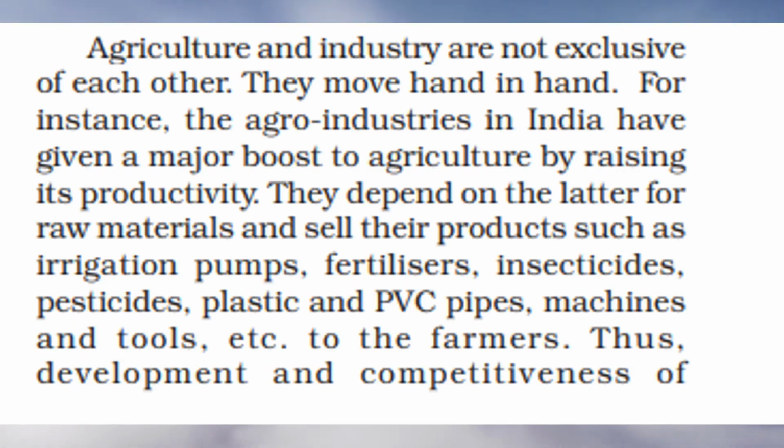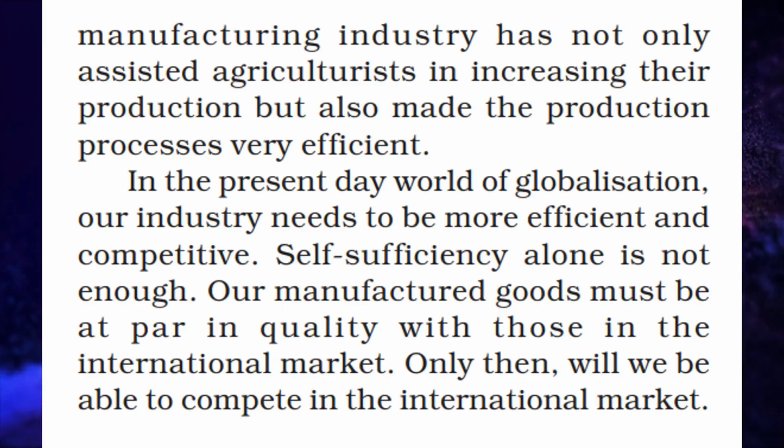Agriculture and industry are not exclusive of each other. They move hand in hand. For instance, the agro-industries in India have given a major boost to agriculture by raising its productivity. They depend on the latter for raw materials and sell their products such as irrigation pumps, fertilizers, insecticides, pesticides, plastic and PVC pipes, machines and tools, etc. to the farmers. Thus, development and competitiveness of manufacturing industry has not only assisted agriculturists in increasing their production, but also made the production processes very efficient.